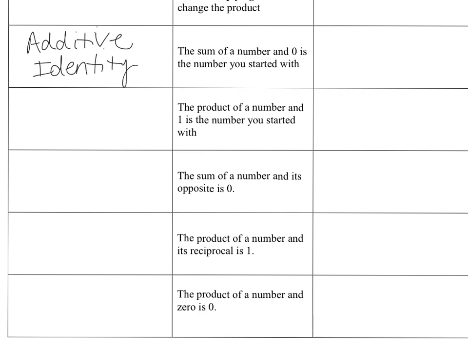And the next one has an identity of 1, the product of a number and 1. So if you multiply a number by 1, you will always get the number that you started with. That's called the multiplicative identity. So the identity of a number or a set of numbers doesn't change when you multiply by 1, and it doesn't change when you add 0. So this one is multiplicative identity.